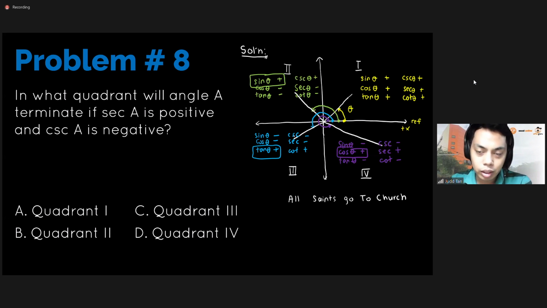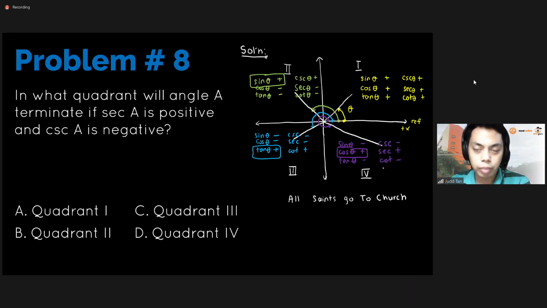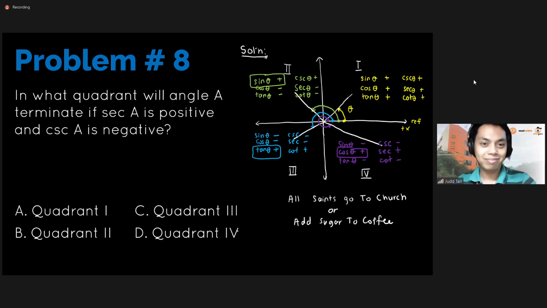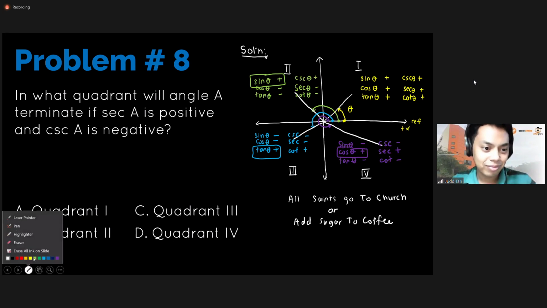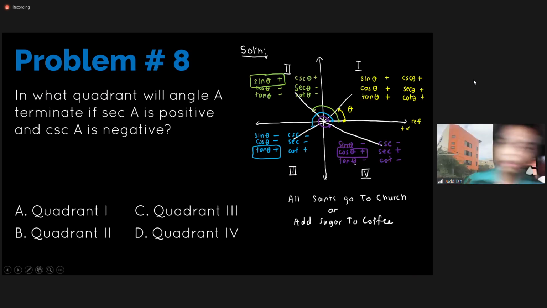Sa third quadrant, Tangent, tsaka yung reciprocal niya. And then lastly, si cosine: Church, cosine, tsaka yung reciprocal. Or pwede, Add Sugar To Coffee. Naalala po ba to? Do you remember this one? Hopefully kita pa rin guys. Clear lang po ba yan?